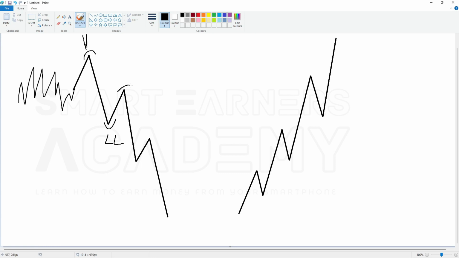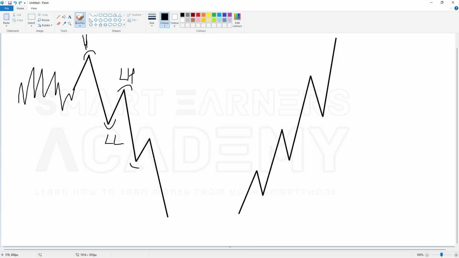And then over here, what do we call this? We call this a lower high. Why do we call this a lower high? Because this high is at a lower price than this high. So let's just imagine this is 1.3 in price. This high could be 1.2, and that is exactly why it's a lower high.